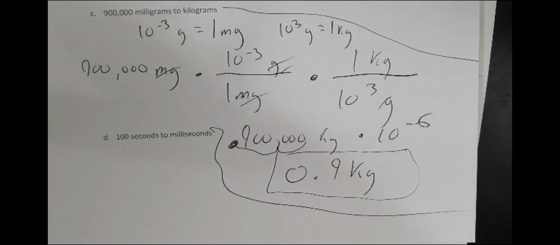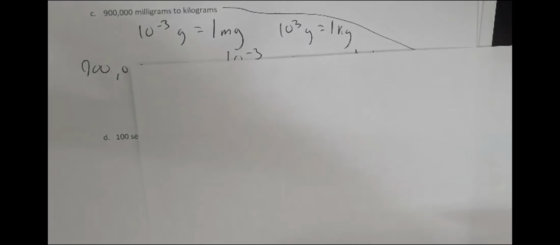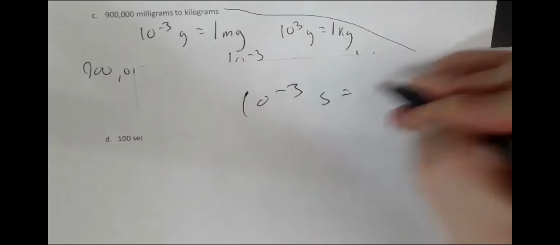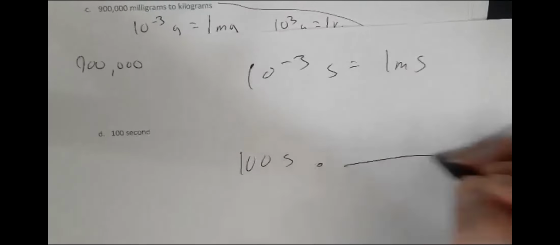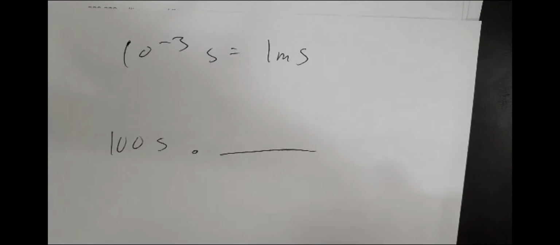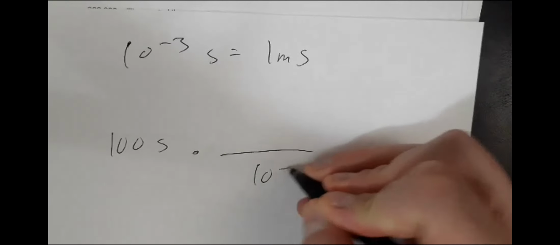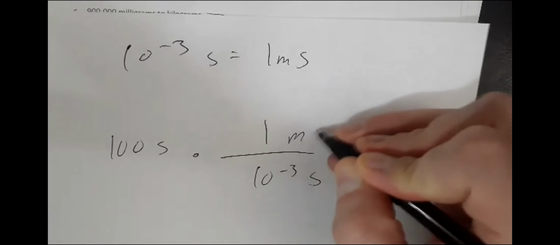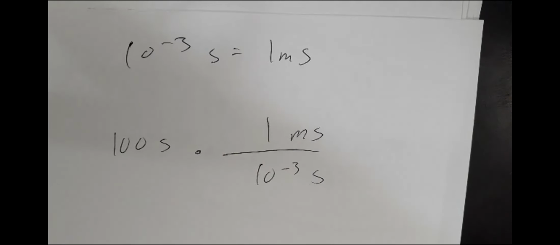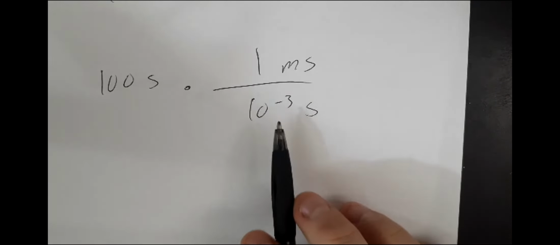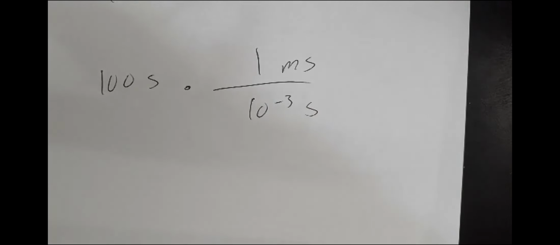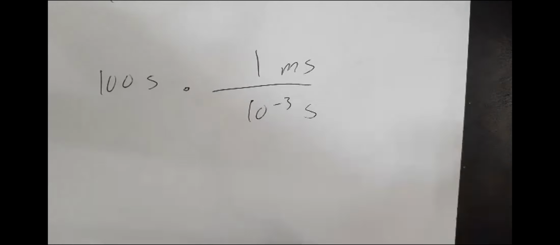100 seconds to milliseconds. Or 10 to the minus 3 seconds for every 1 millisecond. So if I do 100 seconds, this should be a quick one, hopefully. I want to get rid of my seconds. There are 10 to the minus third seconds for every 1 millisecond. I'm going to take 100 and divide it by 10 to the minus third. If I'm dividing by 10 to the minus third, that's sort of like multiplying by 10 to the third.